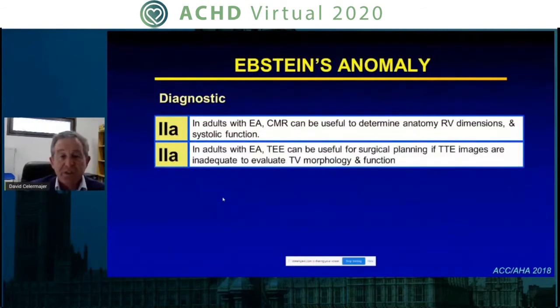Now, another recommendation with a 2A categorization is that TEE can be useful for surgical planning if TTE images are inadequate to evaluate TV morphology and function. Just a word of warning here is that the tricuspid valve is often distant. The tricuspid valve is distant from the esophagus, and so TEE pictures may also be uninformative or at least minimally informative, particularly for the anterosuperior leaflet and its distal tethering points. So sometimes, paradoxically, TTE might be better for some aspects of surgical planning, and CMR in multidisciplinary meetings is often a useful adjunct.